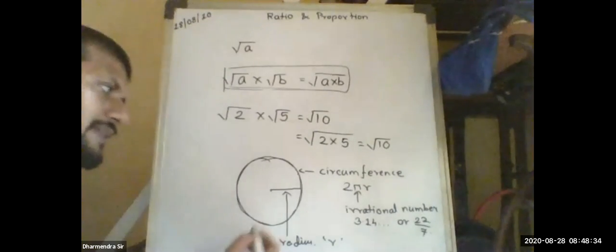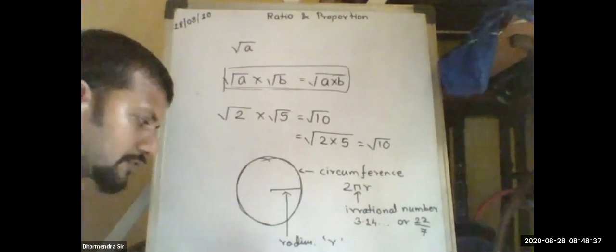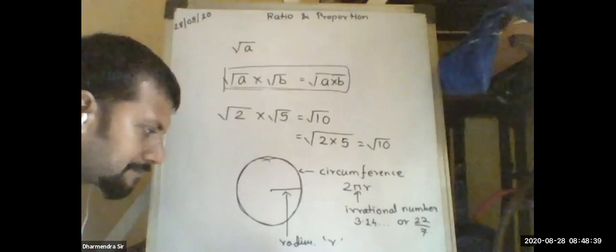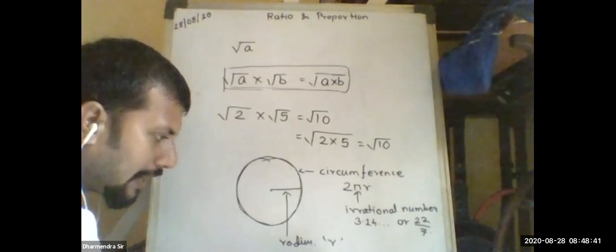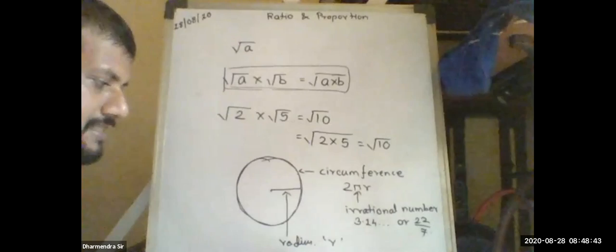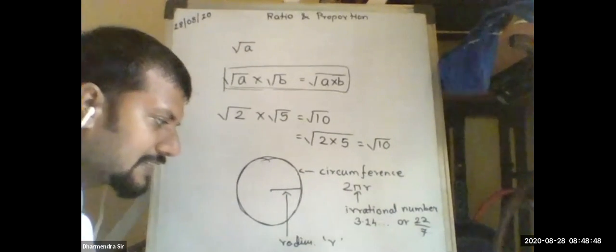Now suppose somebody is asking you what is the area of a circle. The area of a circle is given by pi r square. As I explained, pi stands for irrational number and our radius is r, and it is being taken square, meaning r into r.